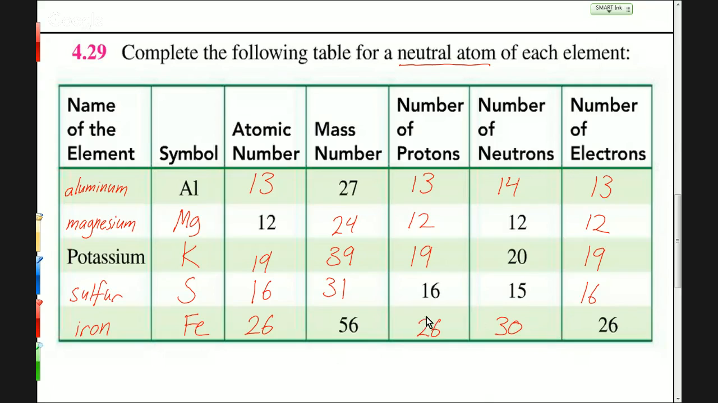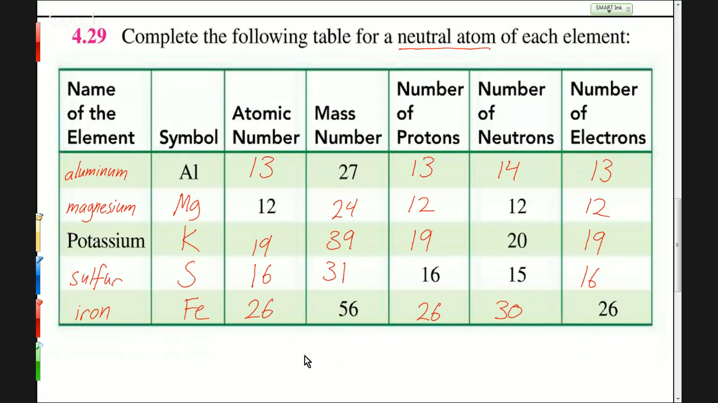Well, protons must be the same as electrons because it's neutral. So that must be 26. And then 56 minus 26 is 30. So that tells you the number of neutrons. Then you can look up 26 as iron. We'll have some more practice to do this also.